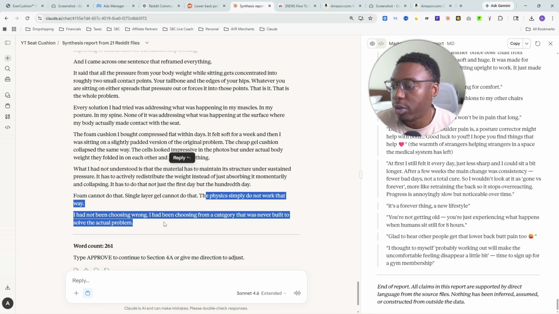The physics simply do not work that way. I had not been choosing wrong. I had been choosing from a category that was never built to solve the actual problem.